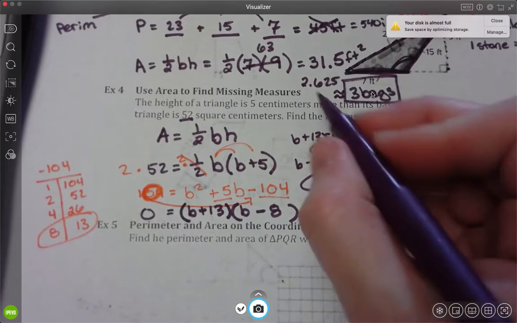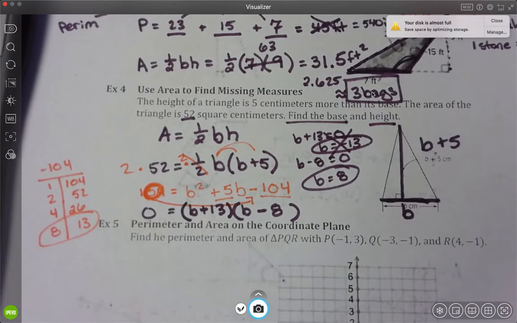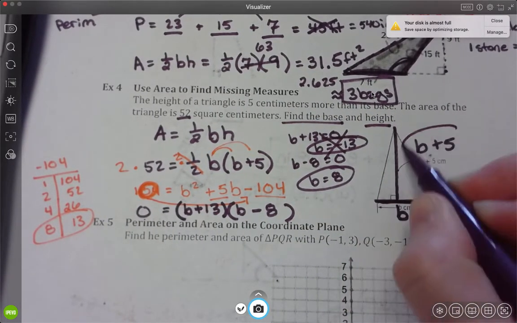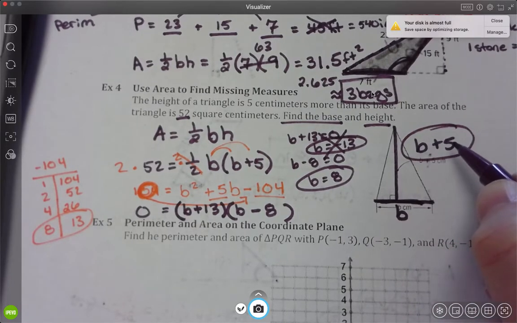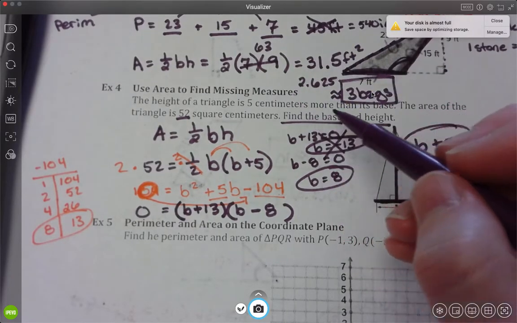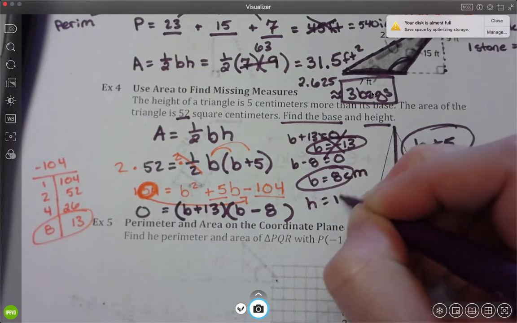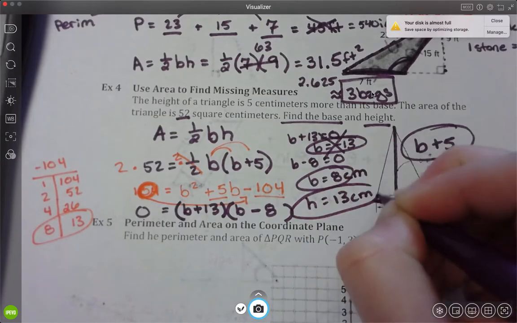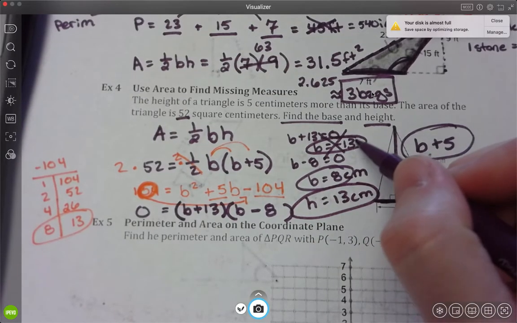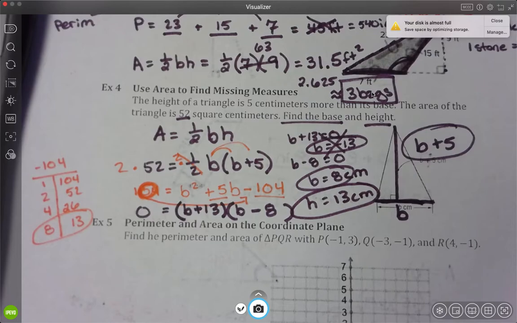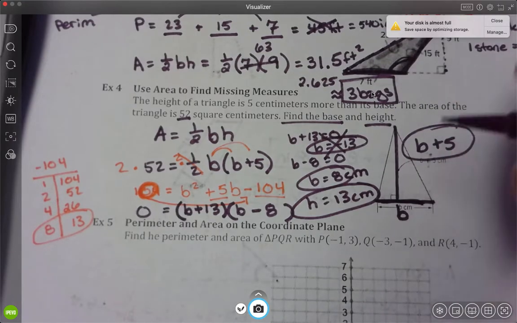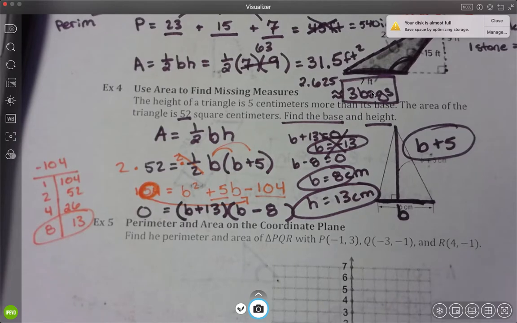Okay, so we found the base. Now we need to find the height. If the base is 8, the height is 5 more than that, right? The height of a triangle is 5 centimeters more than its base. So if the base is 8 centimeters, the height will be 13 centimeters. That's kind of a coincidence, since the other answer was negative 13. Huh, that's kind of exciting. But anyway, for base and height, just figure out what your labels are going to be, and then you can plug into the formula to get those answers.